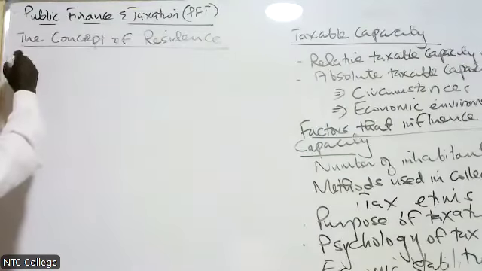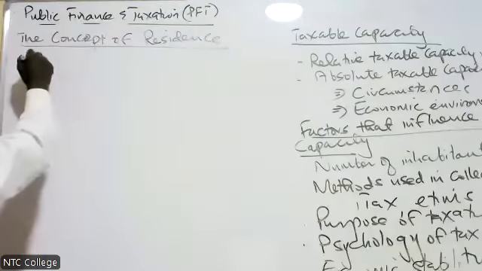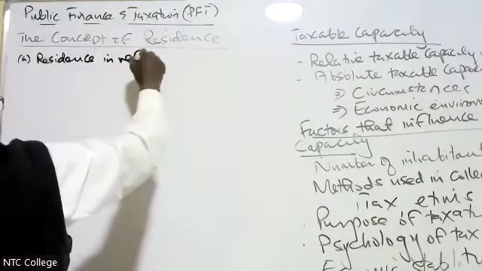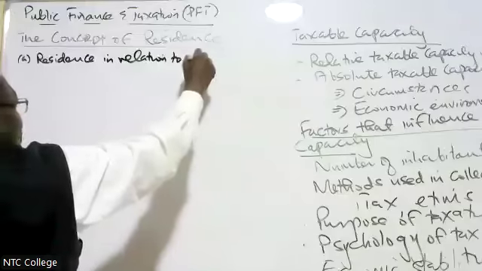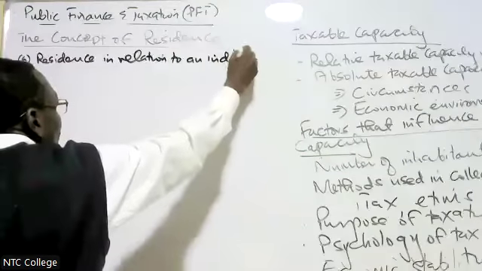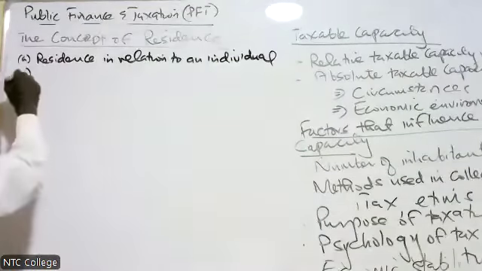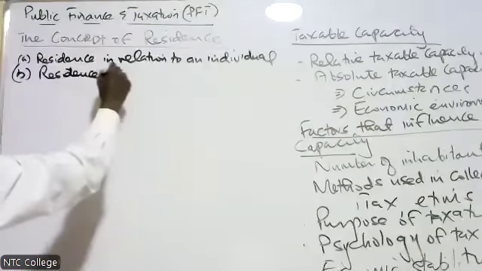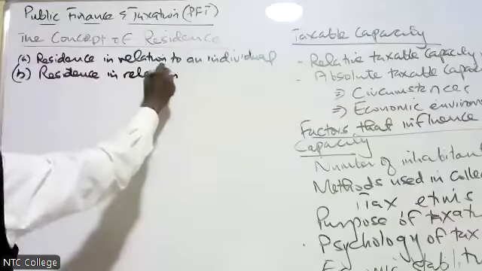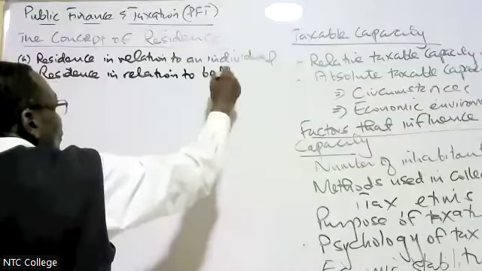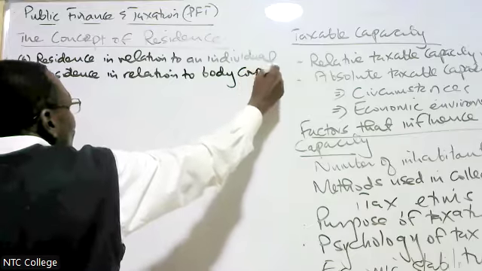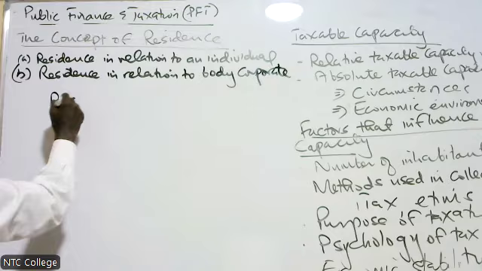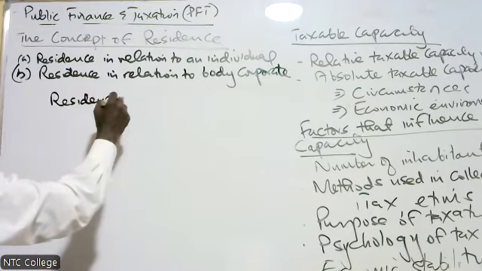So residence could be (A) residence in relation to an individual, and (B) residence in relation to a body corporate. A body corporate, of course, is a company. So let me first explain what is residence in relation to an individual.